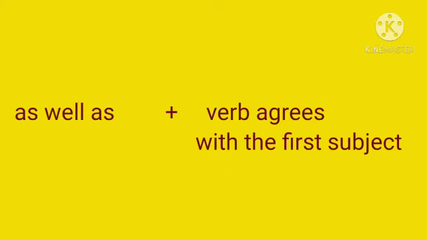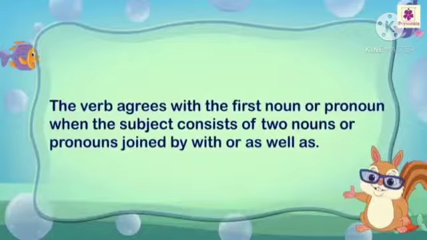When we combine two subjects using as well as, the verb agrees with the first subject. Just see here. The verb agrees with the first noun or pronoun when the subject consists of two nouns or pronouns joined by with or as well as. So whenever we are using as well as, the verb agrees with the first subject.